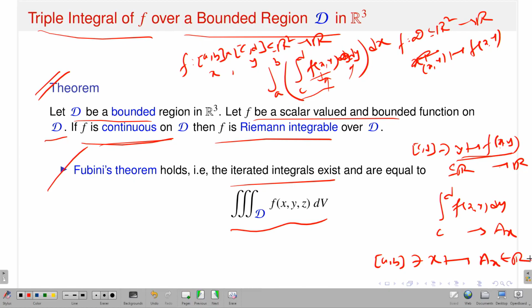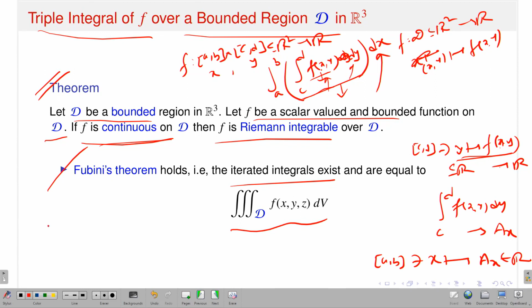That means I am keeping x fixed, integrating over c to d with respect to the y variable. It will give you a function of x, and then I am integrating with respect to x. So, that is called an iterated integral. First keep the x variable fixed, perform the integration with respect to the y variable, it will give you a function of x, and then you perform the integration with respect to the x variable. That will give you one iterated integral.